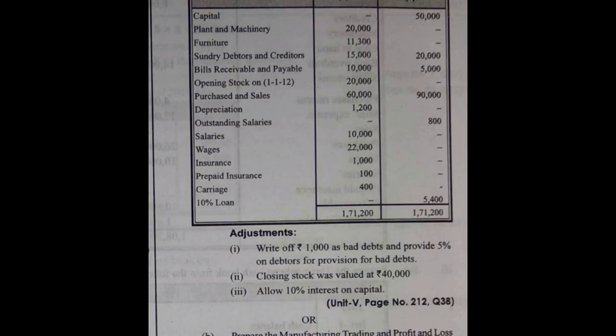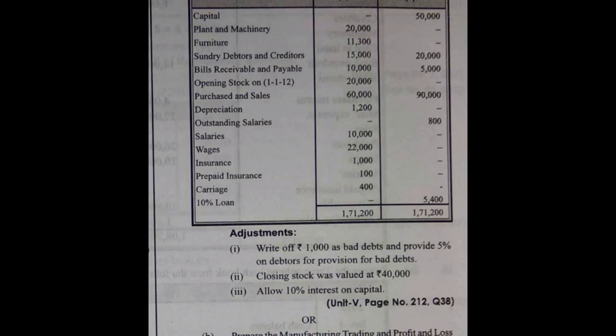After that, what is the debtors amount? 15,000. 15,000 minus 1,000, 14,000. On that 14,000 only you need to calculate the 5%, and then you will get the provision for bad debts. Closing stock goes on the credit side of the trading account and the asset side of the balance sheet.